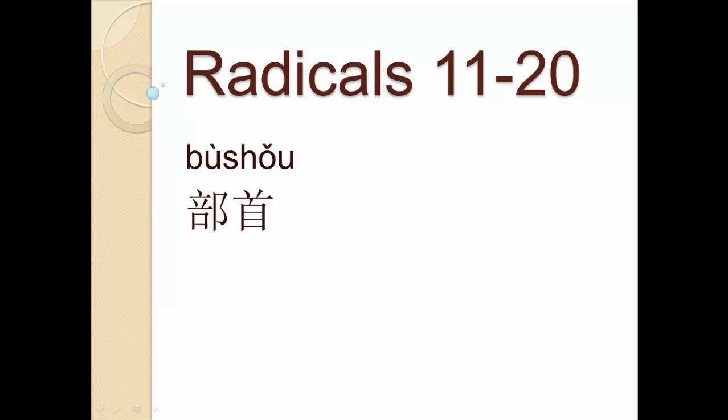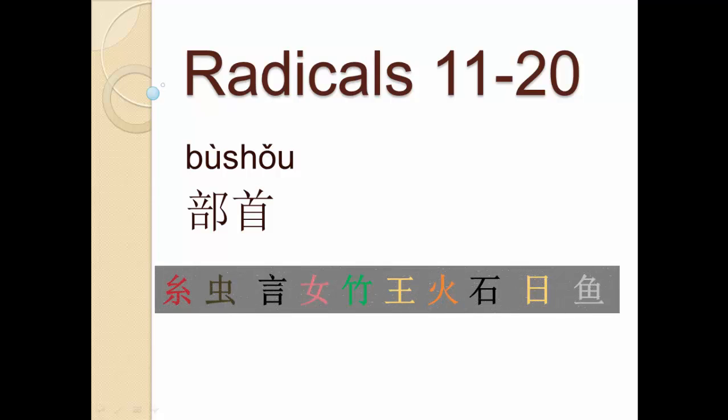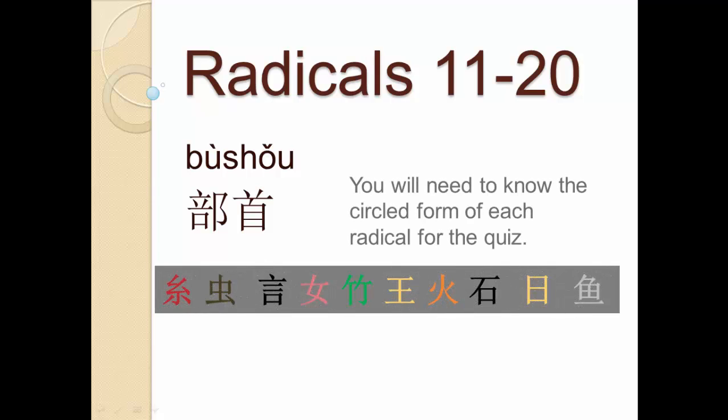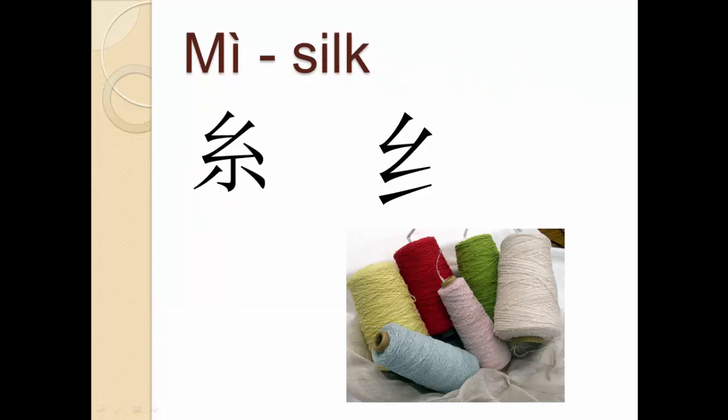Radicals 11 through 20. The word in Chinese for radicals is 部首. Here are the radicals. You will need to know the circled forms that will show up for the next radical quiz. So our first radical, radical number 11, is mi, silk.